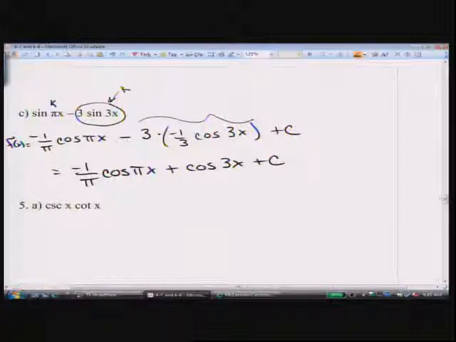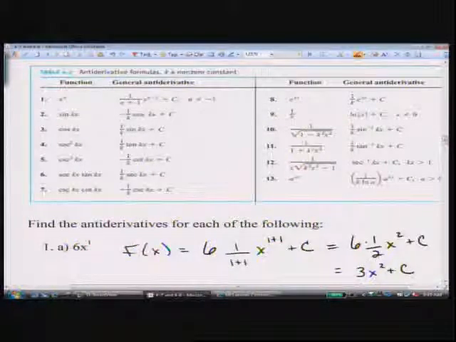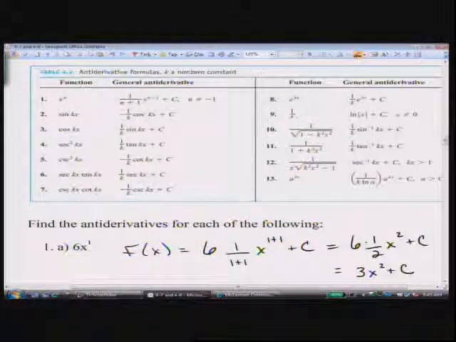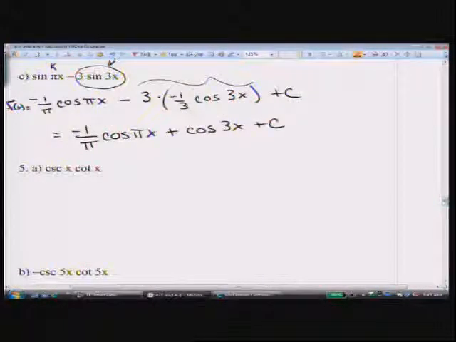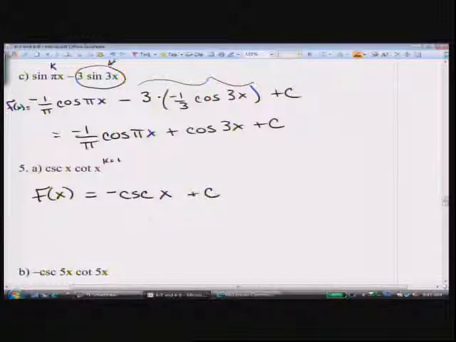Now, what function has as its derivative cosecant x cotangent x? Well, you might remember, but if you don't, you can go up and look. Cosecant kx cotangent kx is negative 1 over k cosecant kx plus c. So it's the negative cosecant. In this case we don't have a k; k is 1 here. So the general antiderivative is going to be negative cosecant x plus c, because our k is 1.